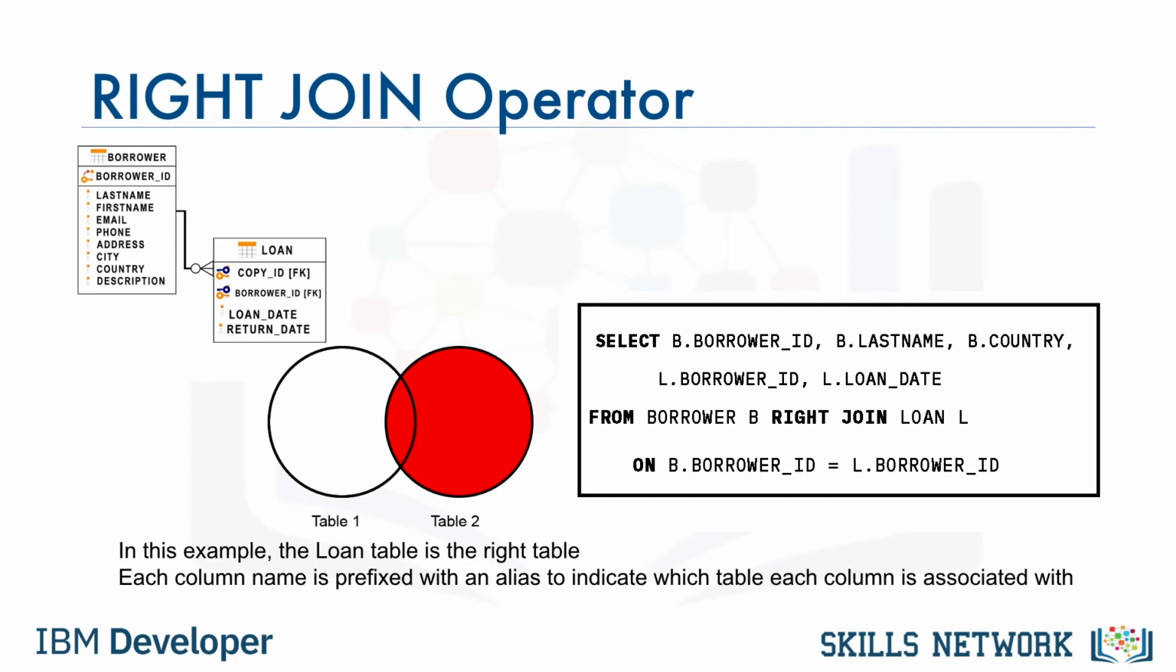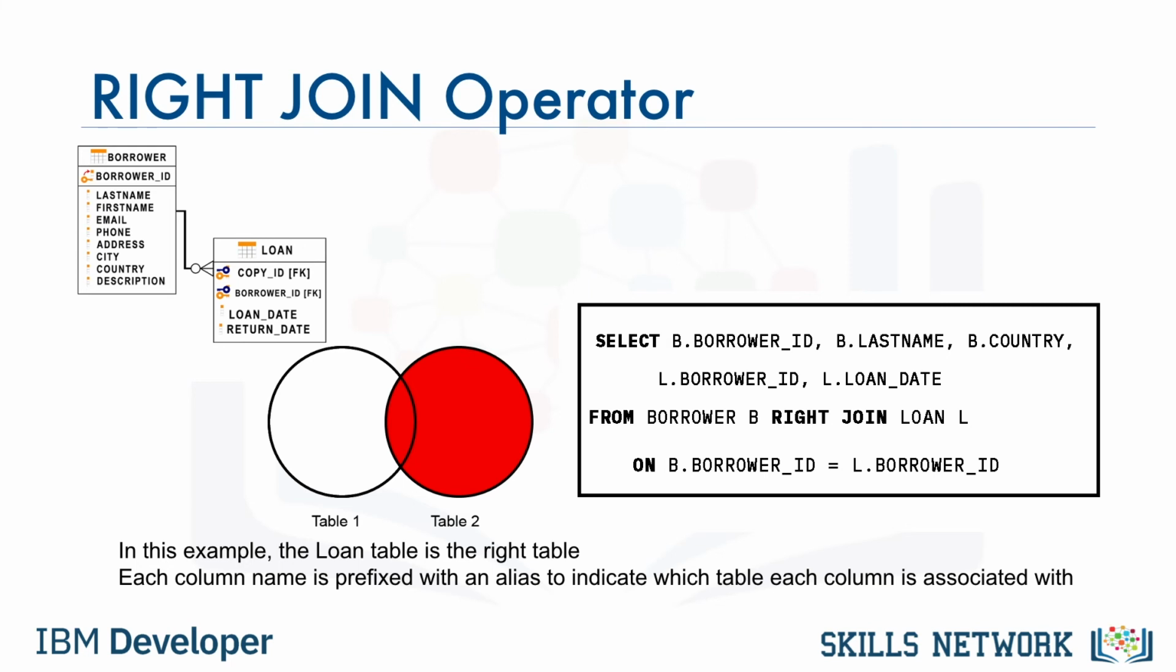In the from clause, the loan table is listed on the right side of the join operator. Therefore, we will select all rows from the loan table and combine this with the contents of the borrower table based on the criteria specified in the query. In this example, the criteria is the borrower ID column.